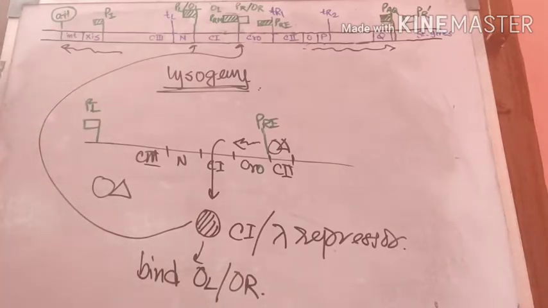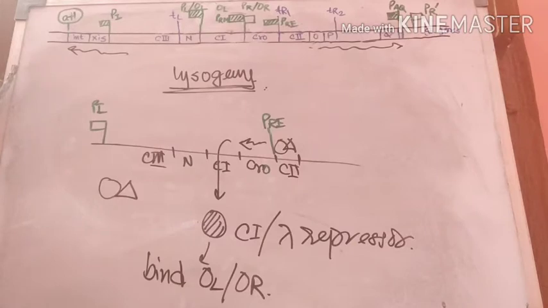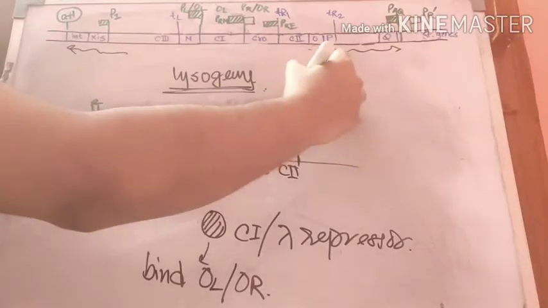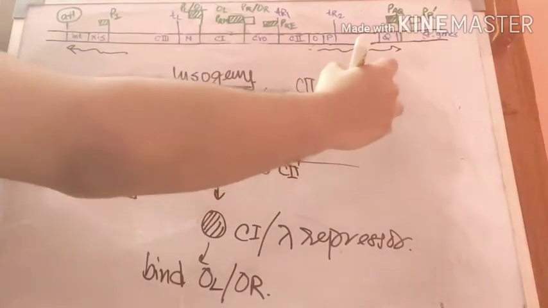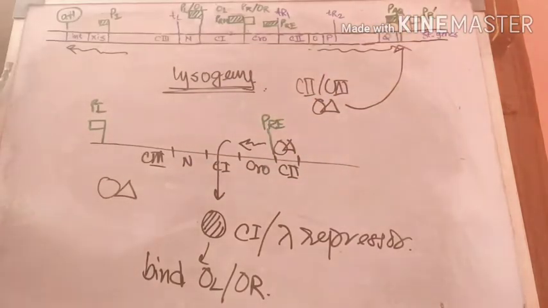Okay? Fine. Along with PI and PRE, it can also activate the C2-C3 complex. This one. It can also activate this PAQ region, or the PAQ promoter. What does it do? As I said earlier, PAQ or anti-Q is an antagonist of the qmRNA, or the Q transcript. Q transcript is required for the lytic cycle.